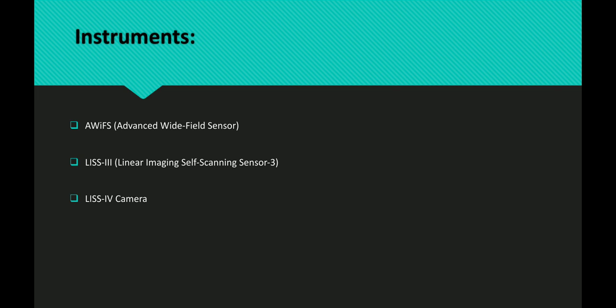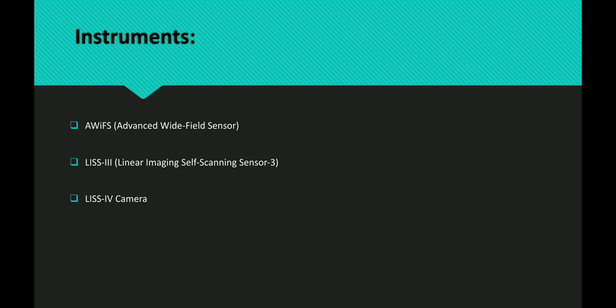Second is LISS-3, that is Linear Imaging Self Scanning Sensor 3. It operates in three spectral bands, two in VNIR and one in shortwave infrared, that is SWIR, with 23.5 meter spatial resolution. It can provide images at the district level. It has a swath of 740 km and a revisit period of 5 days.